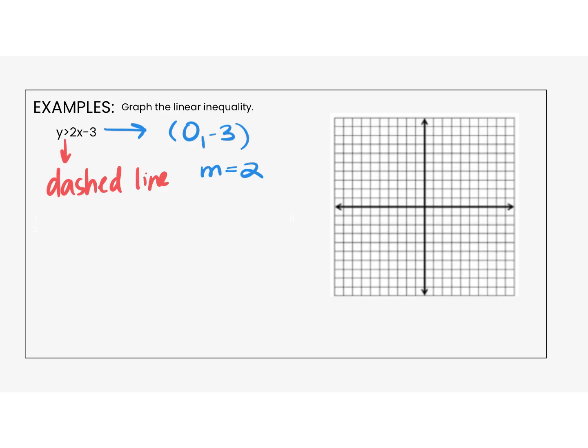So let's graph 0, -3. I'm going to go up 2 over 1. I'm going to do a couple points just because it will help me make my line. If you have a straight edge when you're doing this on paper, that might be easier. And so now I'm just going to connect these points, but again, I'm going to use a dashed line to do so.